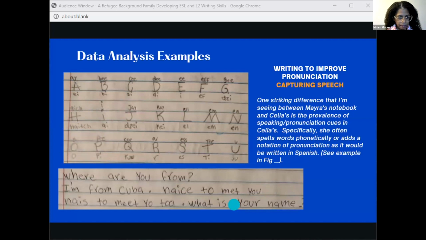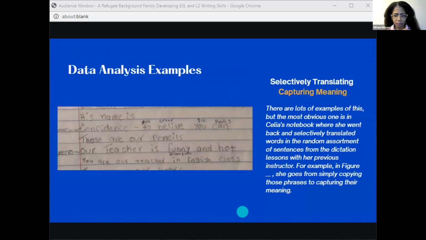And so this is where I left off. In this example, entitled capturing meaning, or selectively translating and capturing meaning, there are lots of examples of this I wrote, but the most obvious one is in Talia's notebook, where she went back and selectively translated words in a random assortment of sentences from the dictation lessons. So if you look at this, you see that I'm distinguishing capturing meaning from sense making, because capturing meaning is getting a rudimentary, quick translation to get the idea, but there's no deeper processing of the meaning.